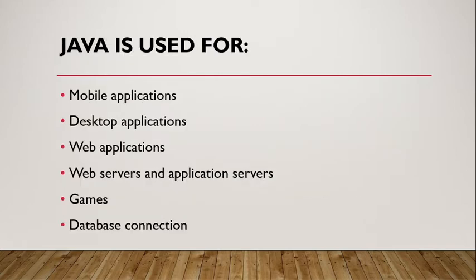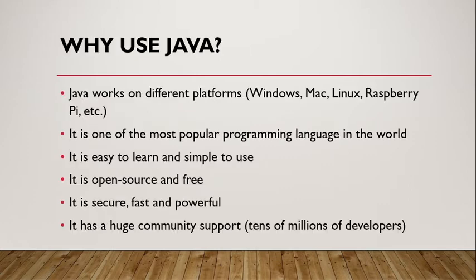Java is used for mobile applications, desktop applications, web applications, web servers and application servers, games, and database connection. Why use Java? Java works on different platforms: Windows, Mac, Linux, Raspberry Pi, etc.